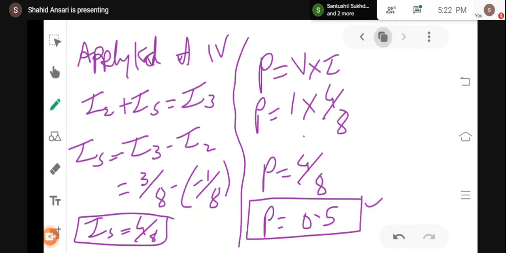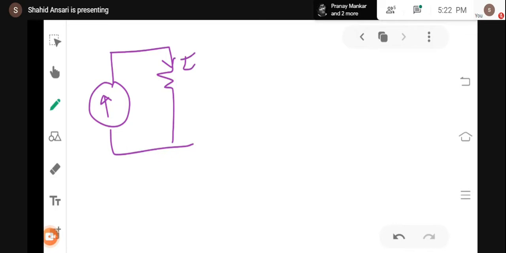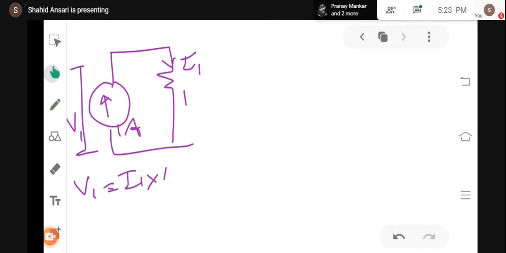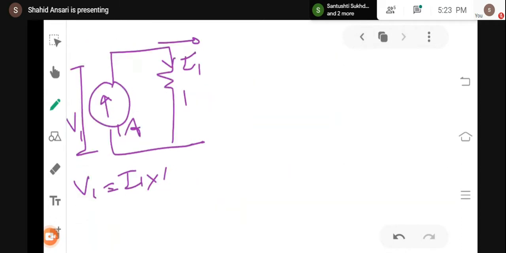Instead of this complete circuit, let me draw this short. This was your I1 and this was 1. This is your 1 ampere, and let me consider this as V1, which is the voltage across the 1 ampere source. How can I find V1? V1 is equal to I1 into 1, as this and this are in parallel. So what is the value of I1? 7 by 8. So V1 itself is 7 by 8.